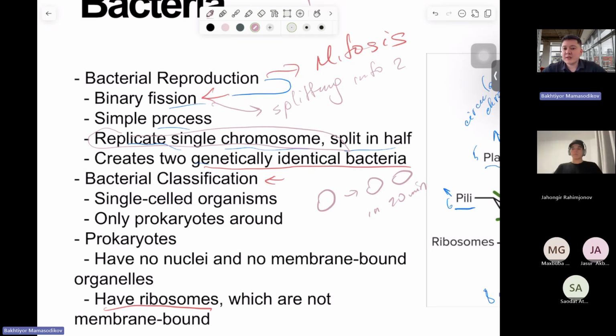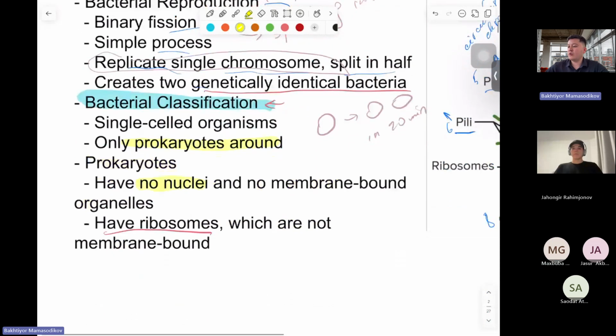So what's the classification of the bacteria? First of all, let's learn the bacterial classification. They are single-celled organisms. They have only one cell, not 9, okay? They live and survive as one cell. They are prokaryotes, which means they have no nucleus. Prokaryotes means no nucleus, and there are no membrane-bound organelles. For example, the mitochondrion or rough endoplasmic reticulum are absent, okay?